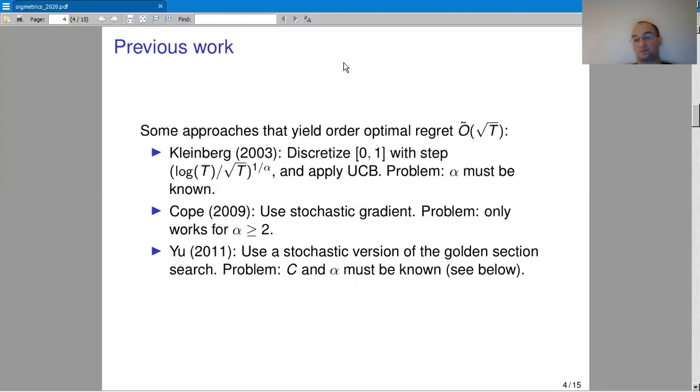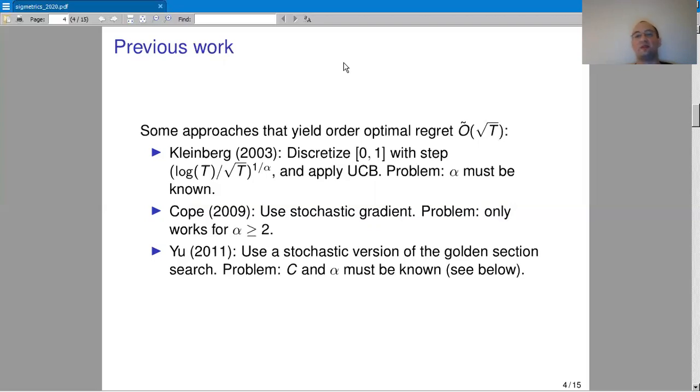And this is typically not prior knowledge in practice. You're not informed that the function is, let's say, quadratic or whatever. On the other hand, another contribution by Koppe shows that you can obtain square root of t regret by using stochastic gradient, or some people call this the Kiefer and Wolfowitz algorithm.